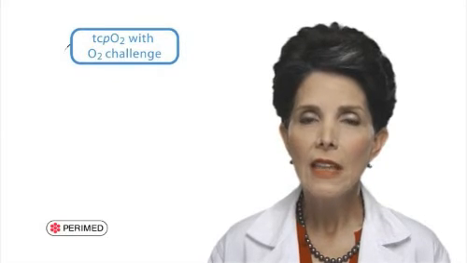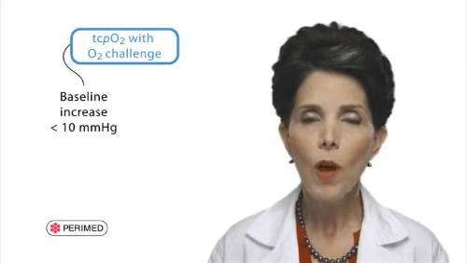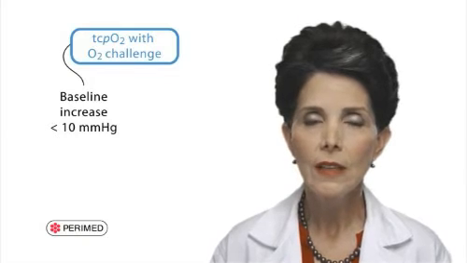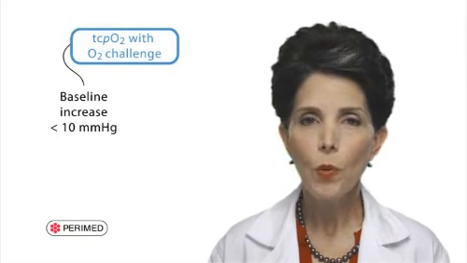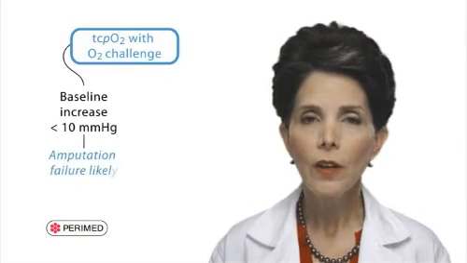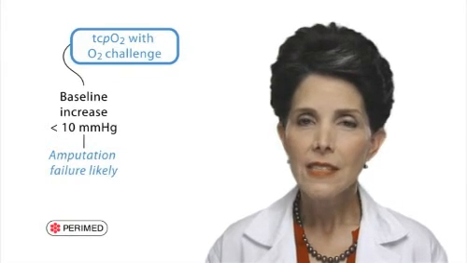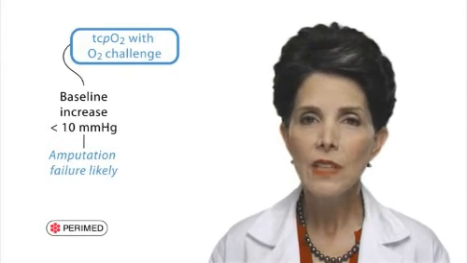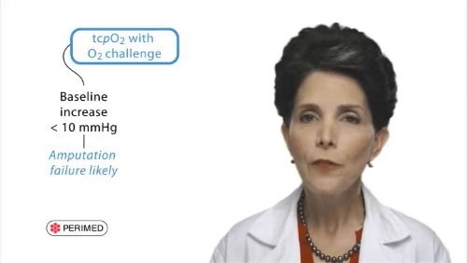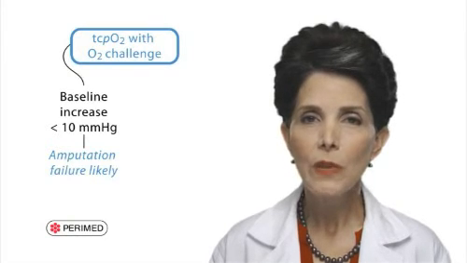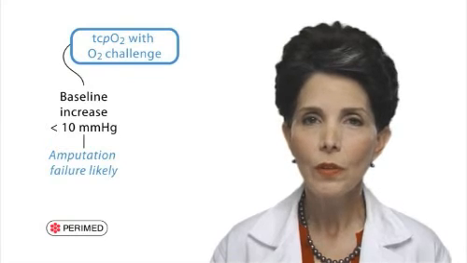If the baseline TCPO2 increases less than 10 millimeters of mercury while breathing normobaric oxygen, this is a highly reliable way to predict failure of amputation at that level. In fact, this test is at least 68% accurate in predicting failure of healing after an amputation in patients for whom revascularization is not possible.